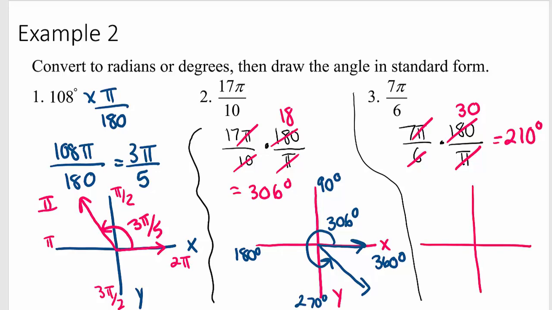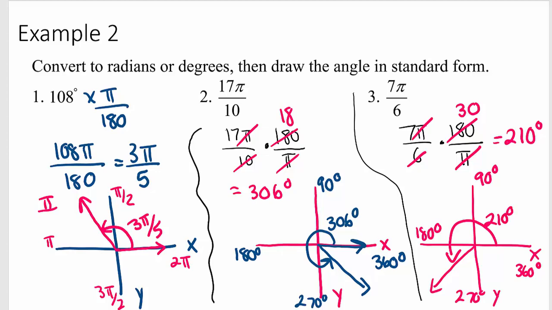I'm going to draw my xy axis. My answer is in degrees and it's positive, so I label my axes, and 210 will be in the third quadrant. I draw my rotation that is counterclockwise and I label the angle.